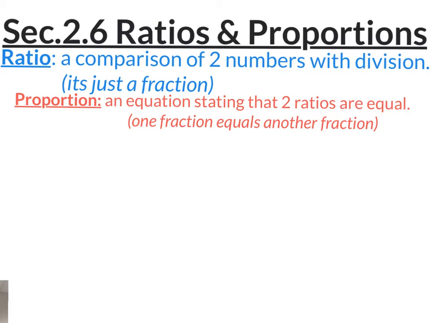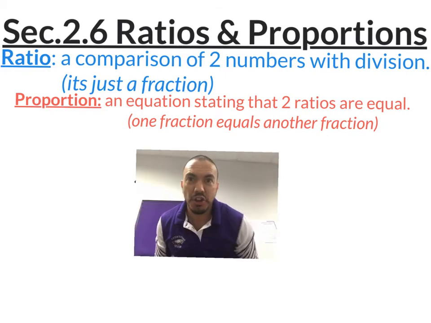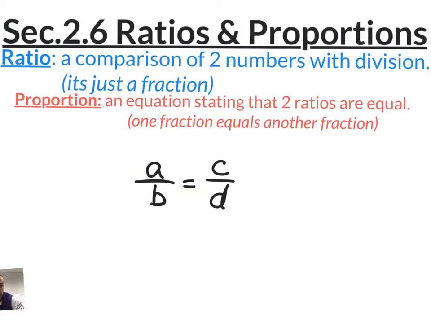Whenever you have a fraction equal to another fraction, which is a proportion, and it could be any fraction, I'm not even going to use numbers here. Let's say A over B, that's a fraction. And if it's equal to C over D, this is what we call a proportion. And of course, when we have proportions, we can cross multiply. Sauce.